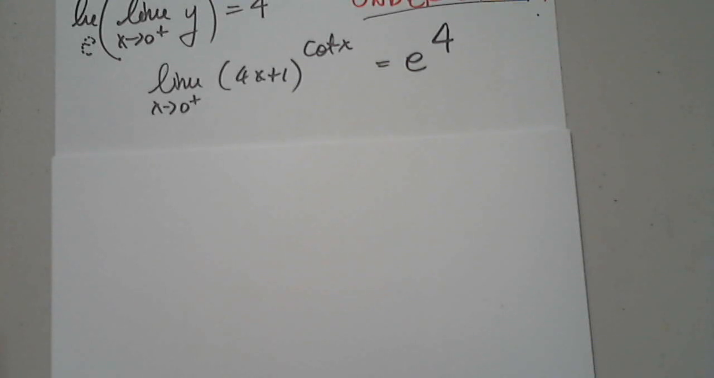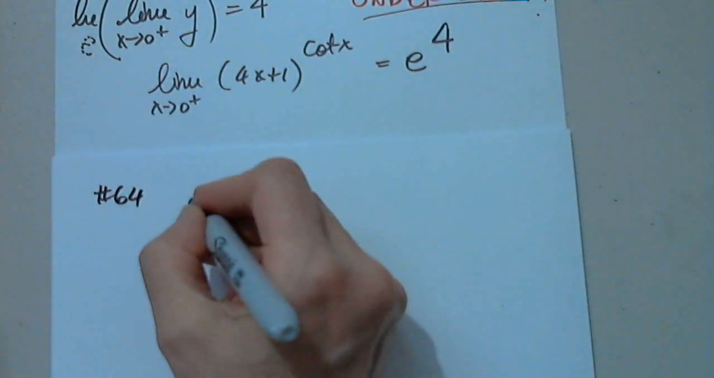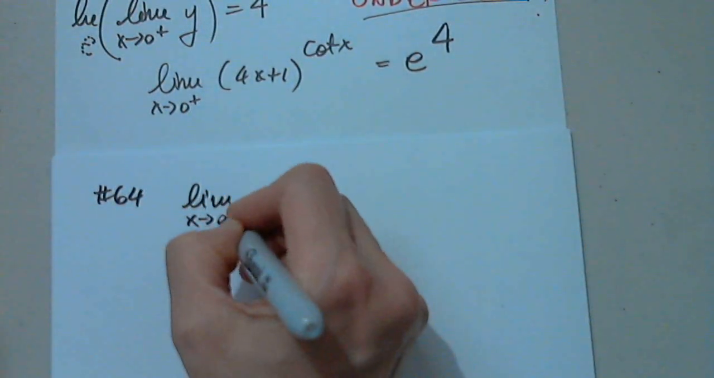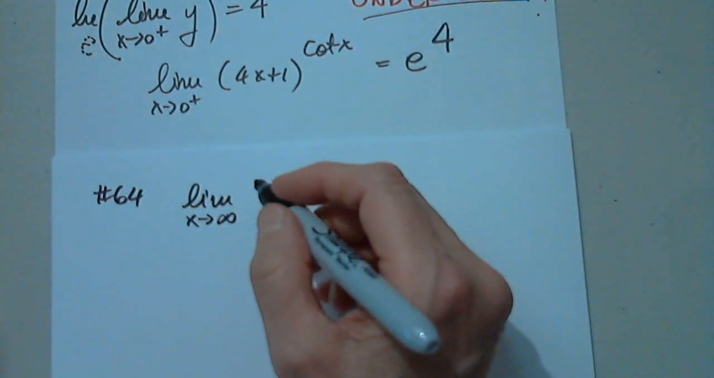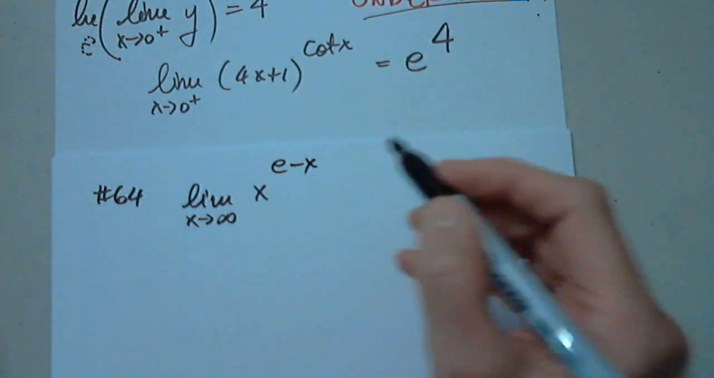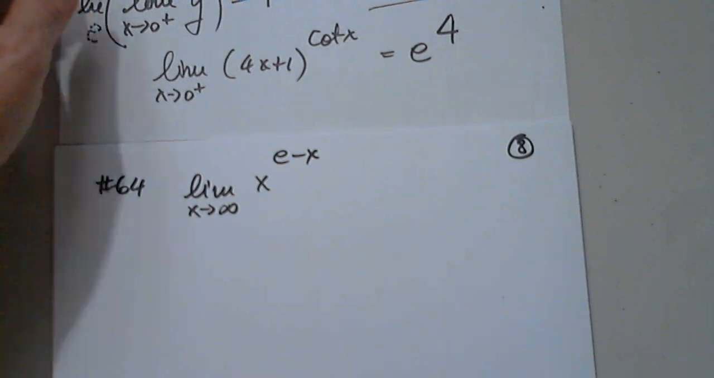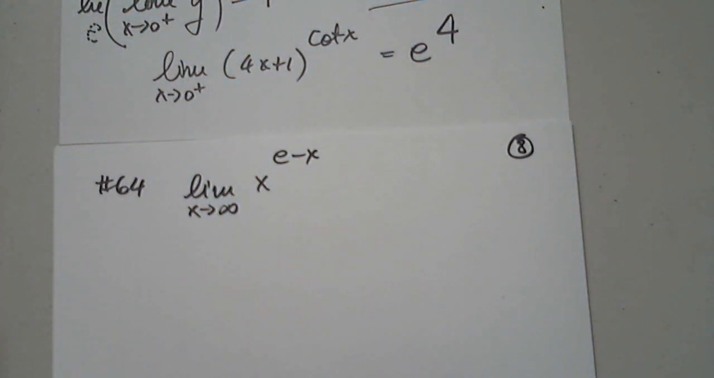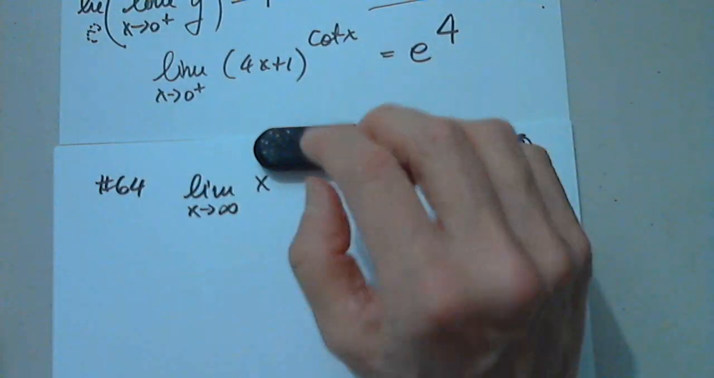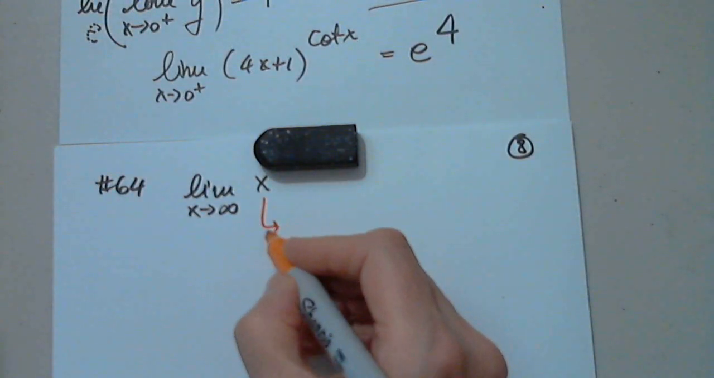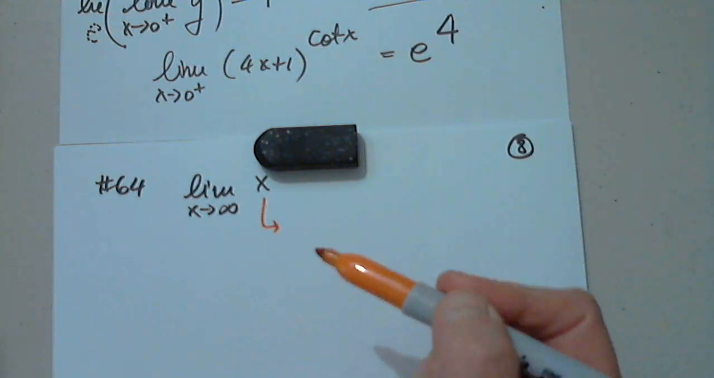Which one do we want to look at? 64? Very good: x raised to e minus x. Perfect. 64, the limit as x approaches infinity of x raised to e minus x, and this is my page 8. Okay, perfect. First step first, what do we need to do first here?